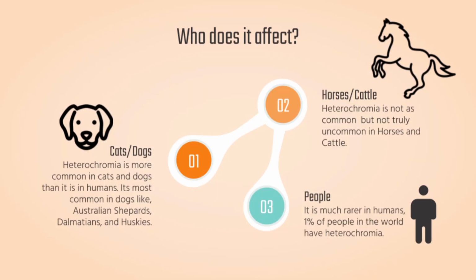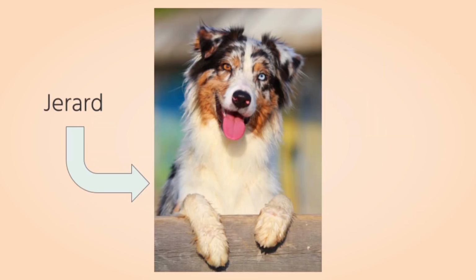Heterochromia can happen to any living thing at birth from mutation, and at any age later on in life from an outlier like damage done to the eye, but it is most common in dogs, specifically Australian Shepherds. This is Gerard, a 3-year-old Australian Shepherd.